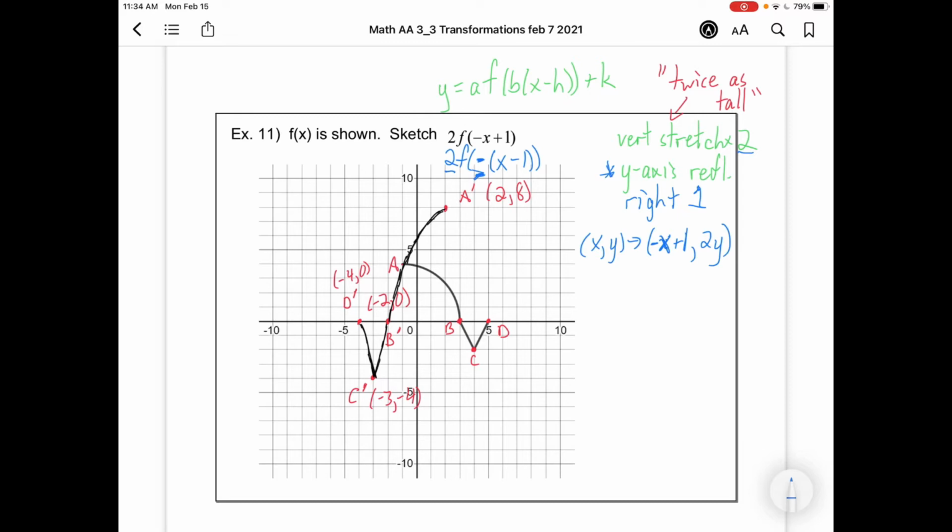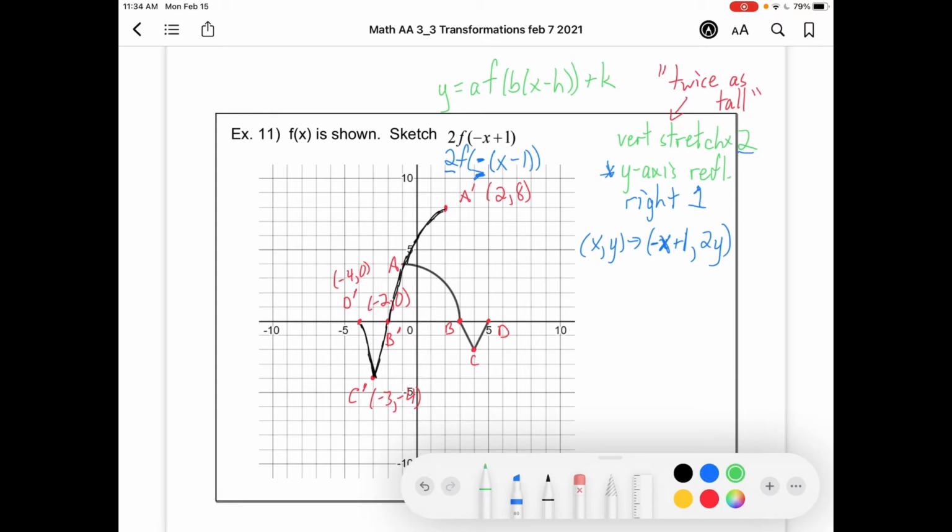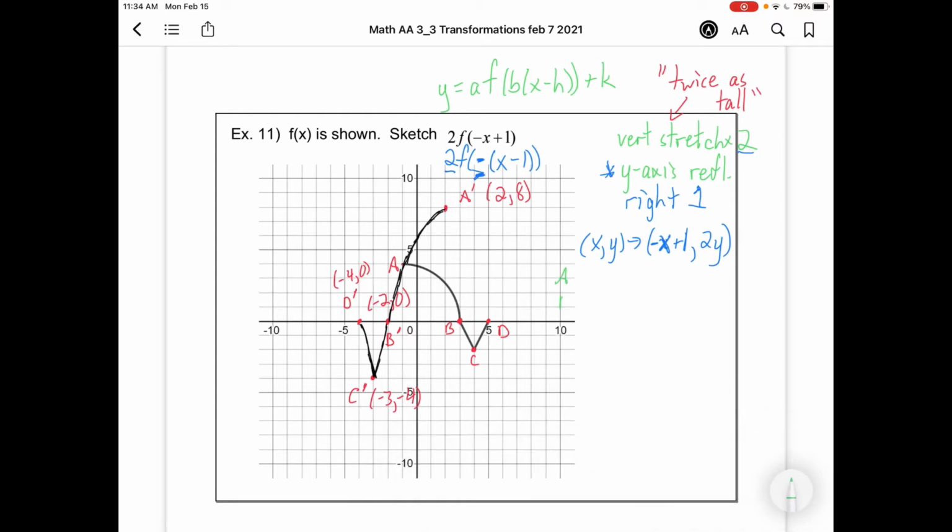For the y's, it multiplies by 2 because that's a vertical stretch by a factor of 2. Now we could take all the points, A, B, C, and D from the original, and see where they go. So A on the original was at -1, 4. B was at 3, 0. C was at 4, negative 2, and D was at 5, 0. Run it through the map.